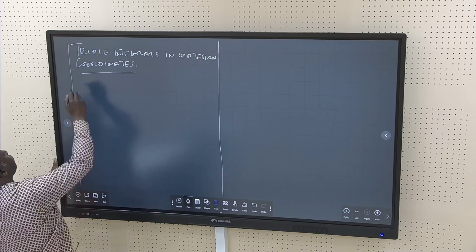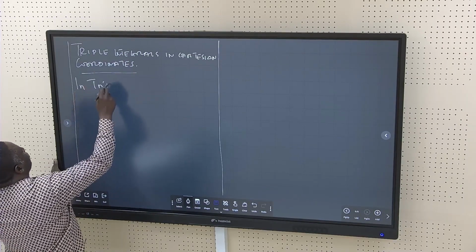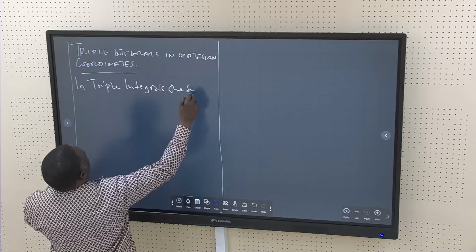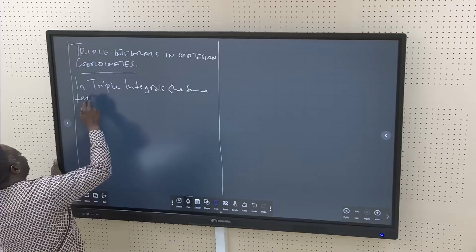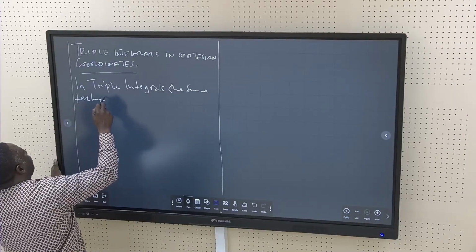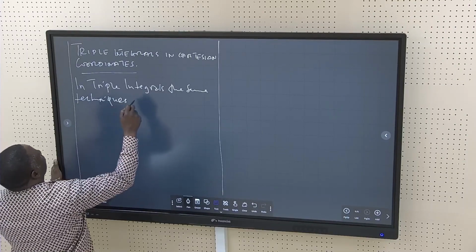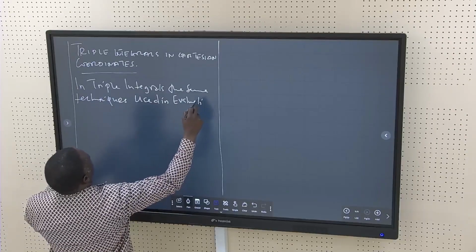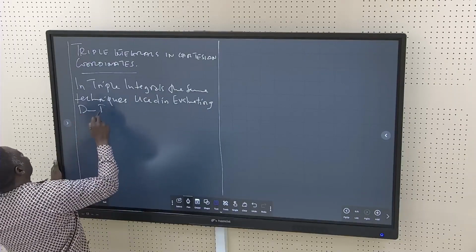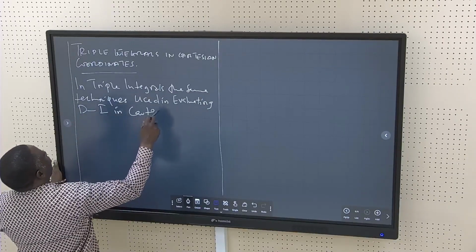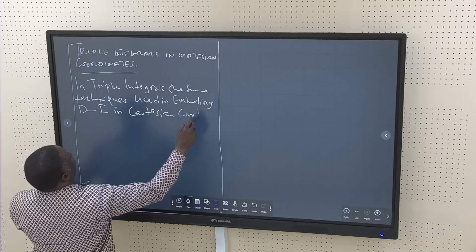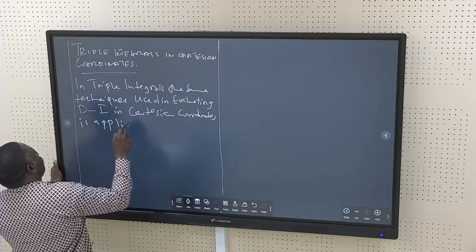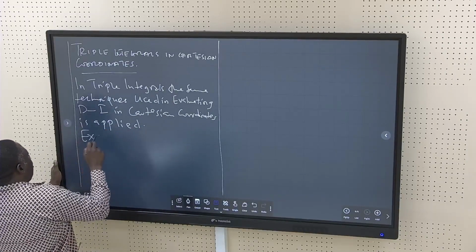So we say in triple integrals, the same techniques used in evaluating double integrals in Cartesian coordinates are applied. So there is no difference. So let us see an example.